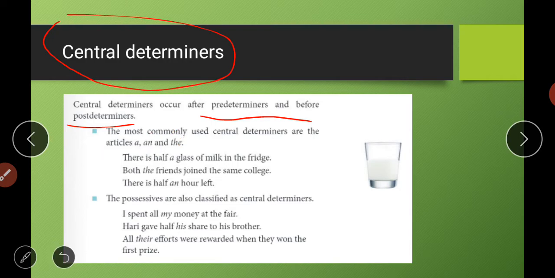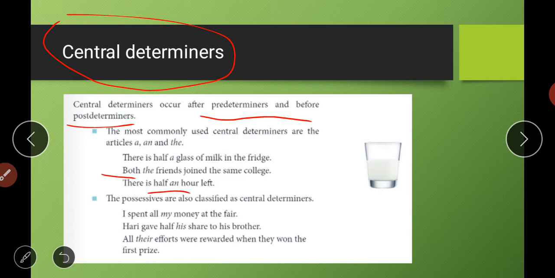Then, both the friends joined the same college. Again, we have done on the previous page that both is a predeterminer. So after the predeterminer, which will come? The central determiner. So the is an article and it is coming after the word both, which is a predeterminer. Again, next is half an hour. Half is a predeterminer, and an is a central determiner.